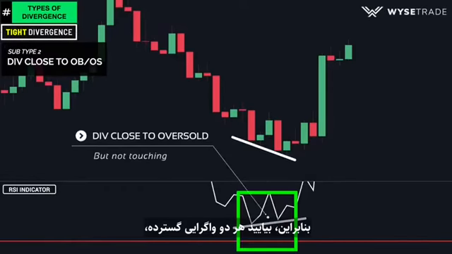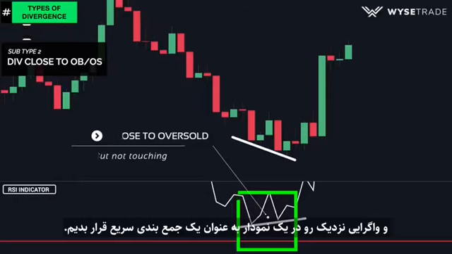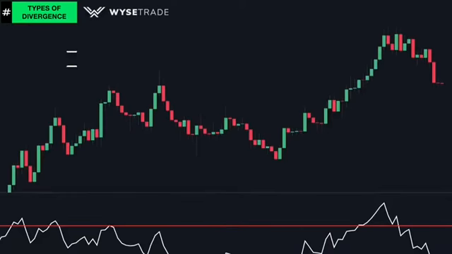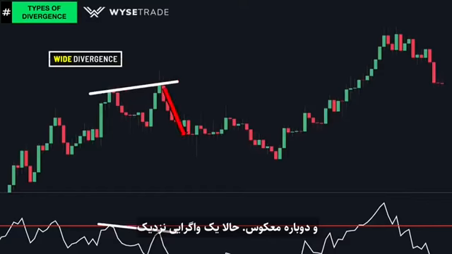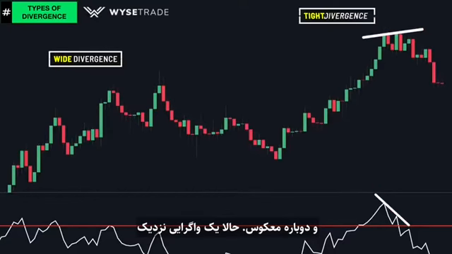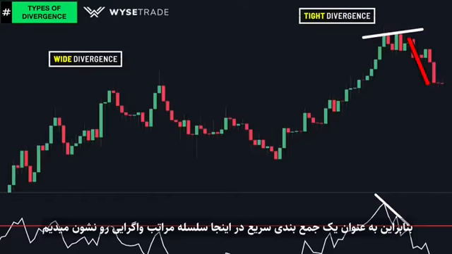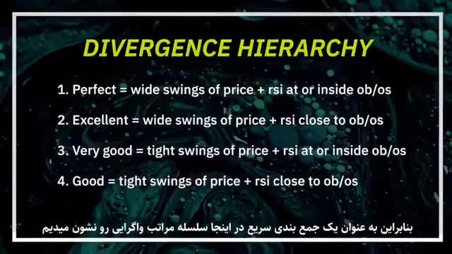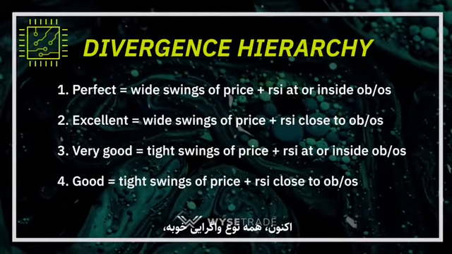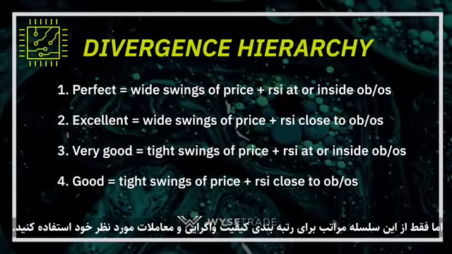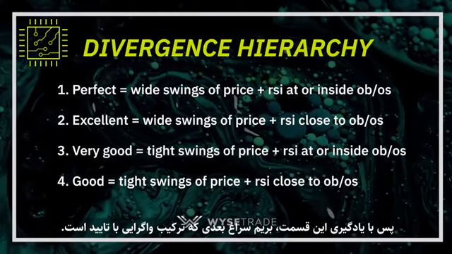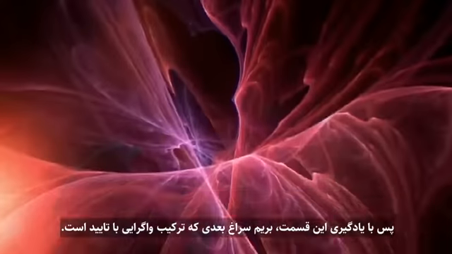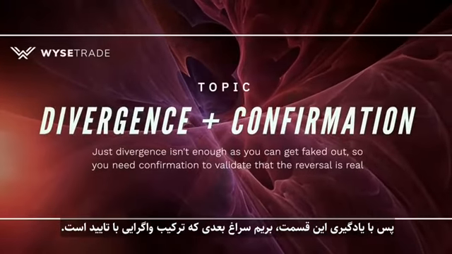So let's put both wide divergence and tight divergence on one chart as a quick recap. Wide divergence, reversal. Wide divergence, reversal. Wide divergence, reversal. And then tight divergence here, reversal. So as a quick recap, here is our divergence hierarchy. Now all divergence is good, but just use this hierarchy to rank the quality of the divergence and the trade you are looking at. So let's keep building on this and move on to the next section, which is combining divergence with confirmation.